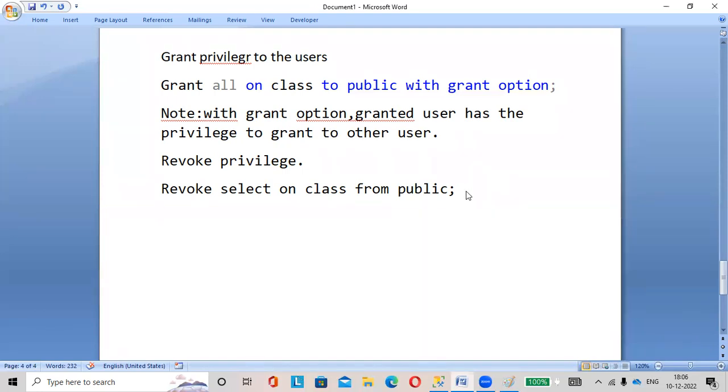Just try to execute that command. Then one more revoke option is there. Revoke all on class from public. Why do we use this command? Whenever we like to grant or revoke the privileges from a specific user, we need to replace public by username. Here public is replaced for a specific user. For John, I want to revoke John's privileges, so I just need to write the name of the user here.